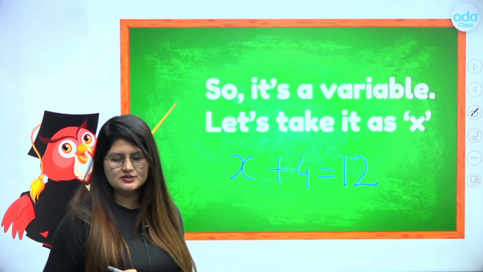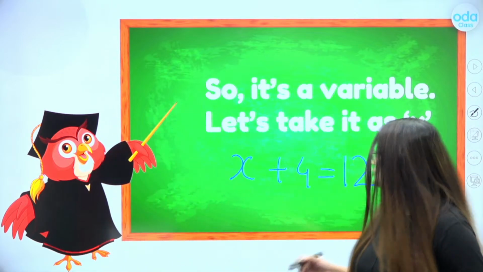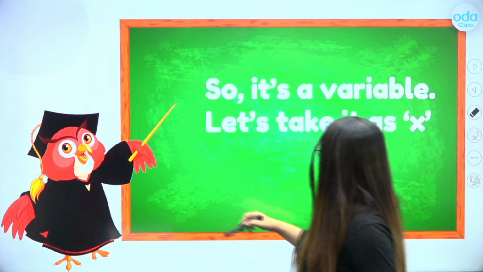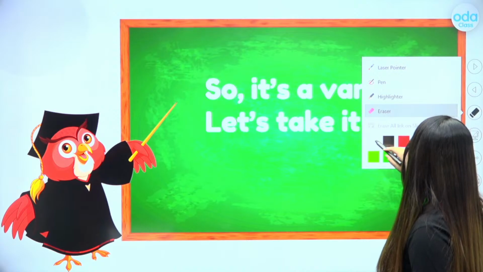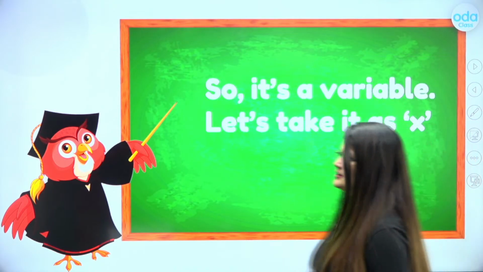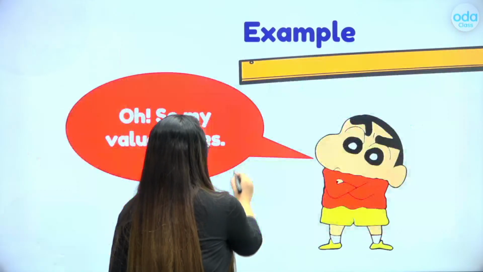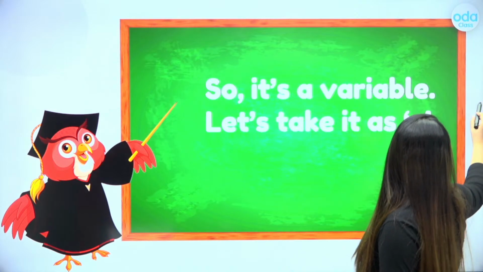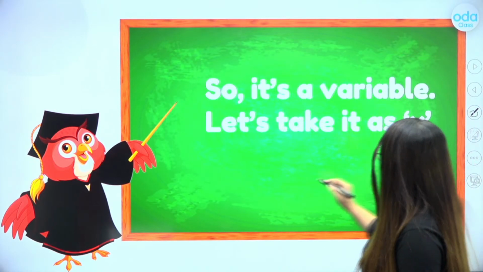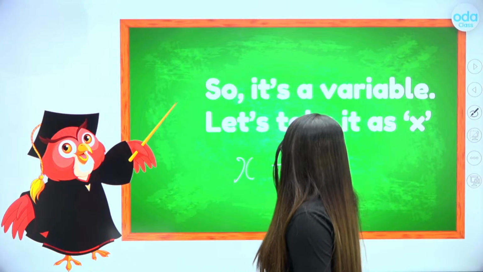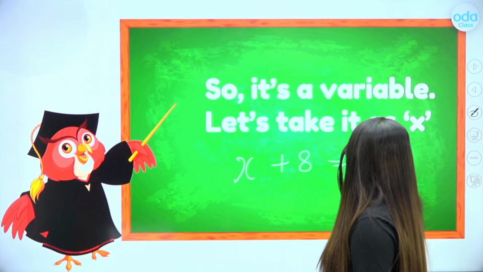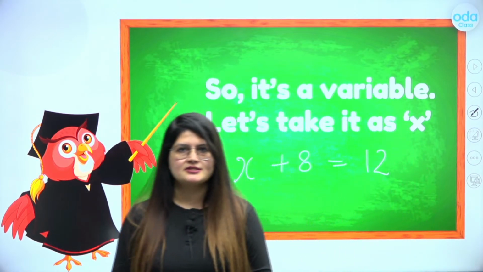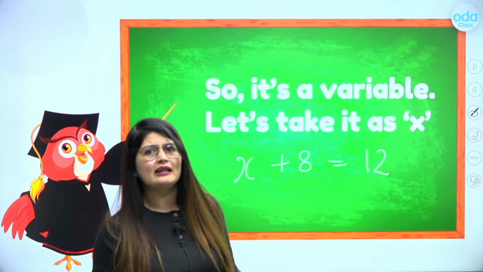Yes, let's do this. If we have x plus 4 is equal to 12, then how are we going to do this? What will be the value of x? So x is coming out to be 4 here. So we will have x plus 8 is equal to 12. We were getting the value of x as 4. But how did we get this value, and what is the calculation that we are doing?